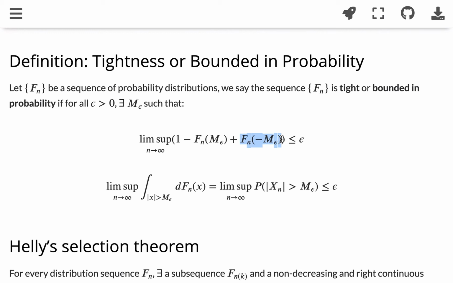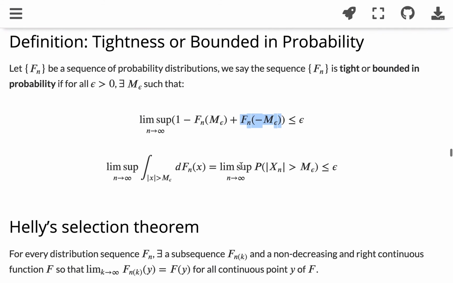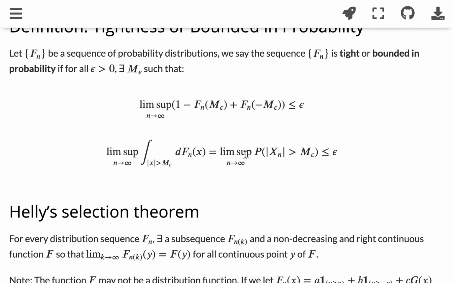We can always find a number M_epsilon big enough to make this limsup as small as possible. Another easier way to see this is similar to the convergence in probability. We want to look at the tails. We want to look at the probability that is outside of the M_epsilon, right? So the top part, the right tail and the left tail, this probability can be as small as we want by choosing the right M number.